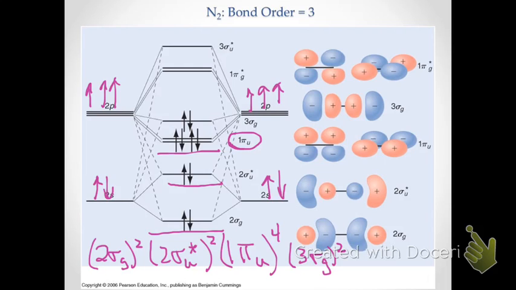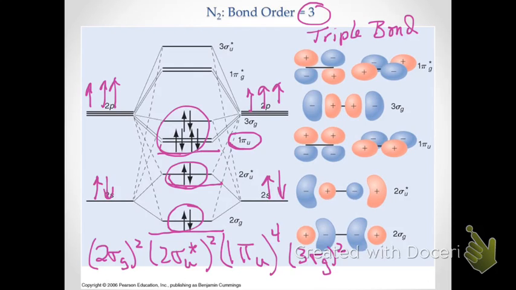If we want to calculate the bond order, we'll see that we've got a total of 2 plus 6, 8 bonding electrons, minus 2 antibonding electrons. We work that out, and we find that we have a bond order of 3, which is consistent with the triple bond that we get when we draw the Lewis structure of molecular nitrogen. So again, we're seeing some consistency here.